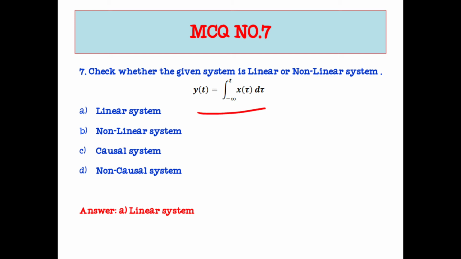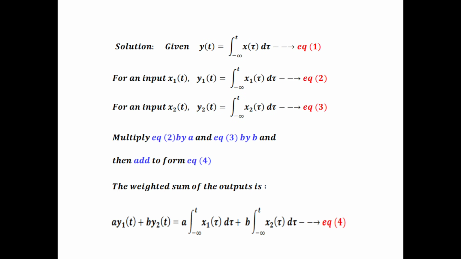Here the system is y of t is equal to integral minus infinity to t x of tau d tau. See, if these expressions are given like this with an integral, you may think this is a very tough question, right? But this is a very, very easy problem. Let me explain how. First, take the given expression as equation 1: y of t equal to integral minus infinity to t x of tau d tau.